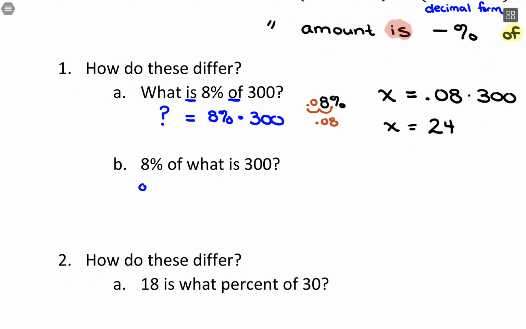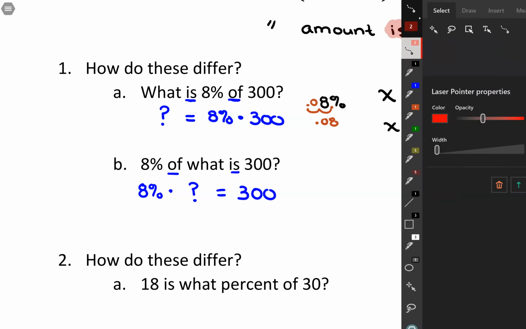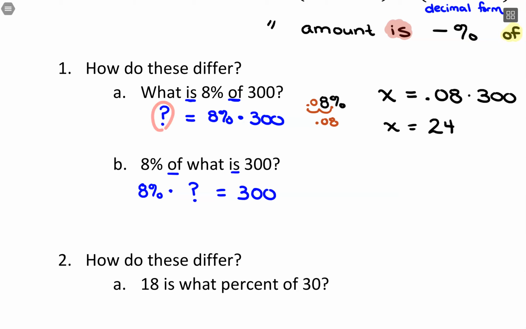So we're saying 8% of, which is going to be our multiplication here, and then what, so our unknown, and then we have is equals 300. So how these differ is that really the percentage stays the same, but we're changing the amount and base. In the first question, the amount was unknown and 300 is our base. In the second question, the base is unknown, but we know we end up with 300 in the end.